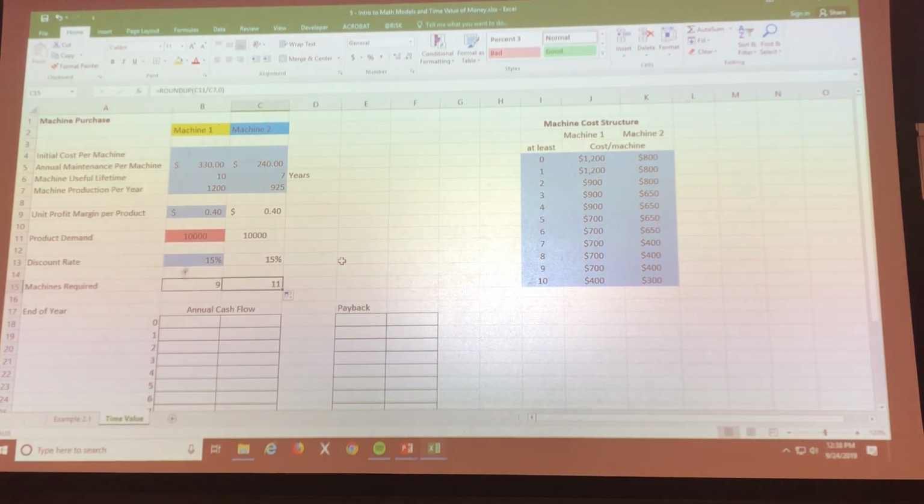What was it exactly? I don't know, 10 point something probably. I doubt this came out to exactly 11, but it doesn't matter, I need 11 machines because I need to produce the 10,000 units.